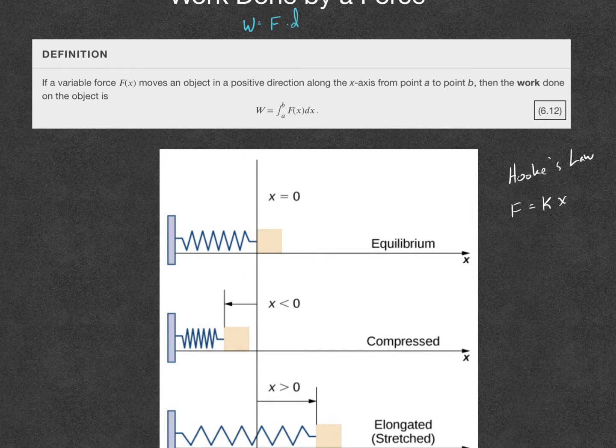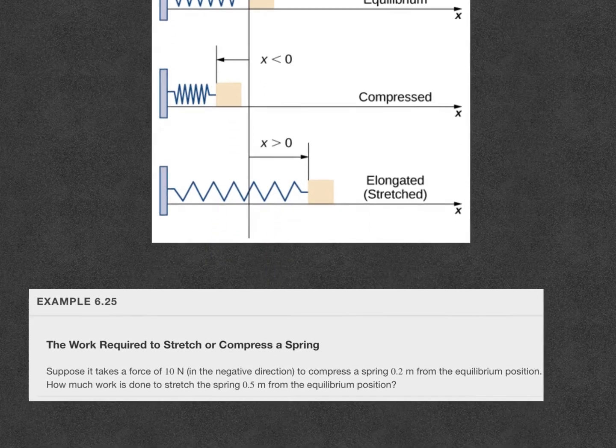Each spring has some constant applied to it, and we're going to solve for that first to represent our force function, and then to find the work done in stretching out that spring or compressing that spring, we are going to evaluate an integral. Our bounds are the distance that spring is moving, or the distance the object is moving, and then we integrate our force function with respect to x. So let's take a look at an example here.